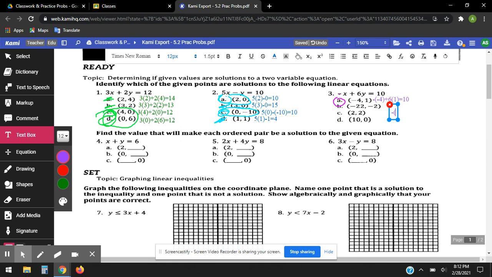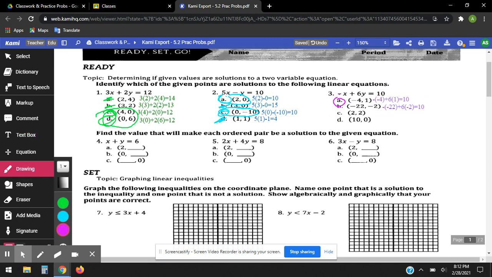B is negative negative 2, another double negative there, plus 6 times a negative 2. So that's positive 22. 22 plus a negative 12. 22 minus 12 would be 10. So B actually works also. Go ahead and mark that. B works as well.